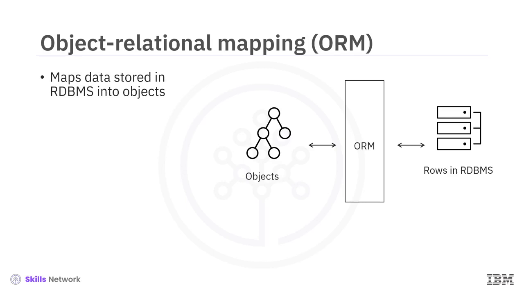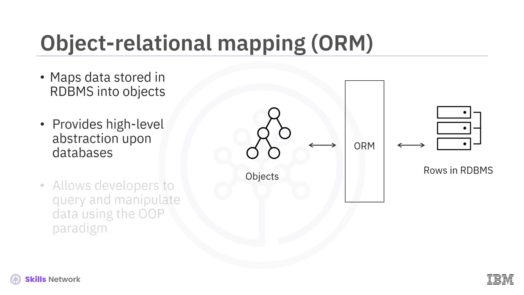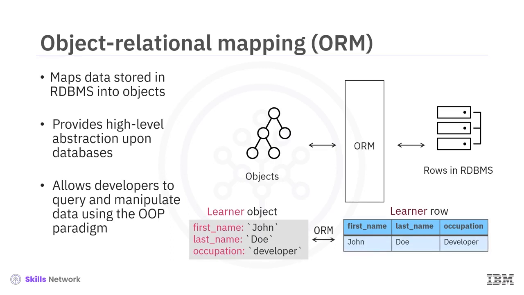ORM libraries or tools can map and transfer data stored in a relational database as rows into objects or objects into rows. Suppose we have a learner object model created by a developer using OOP. ORM can help transfer the learner object into a learner row in a learner table and read it back into a learner object. This reduces developers' workload because they only need to focus on object operations.